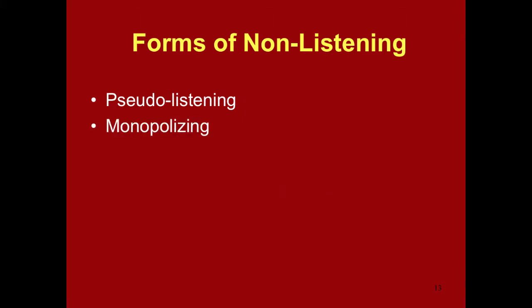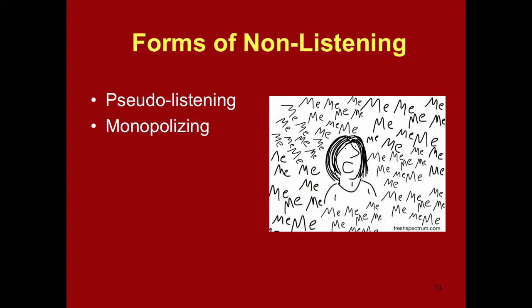Monopolizing is using our response to shift the conversation toward ourselves. We interrupt to divert attention to ourselves or to the topics of our interest. For example, if your friend was talking about her roommate problems and then you shifted the conversation to an argument you had with your roommate the night before.